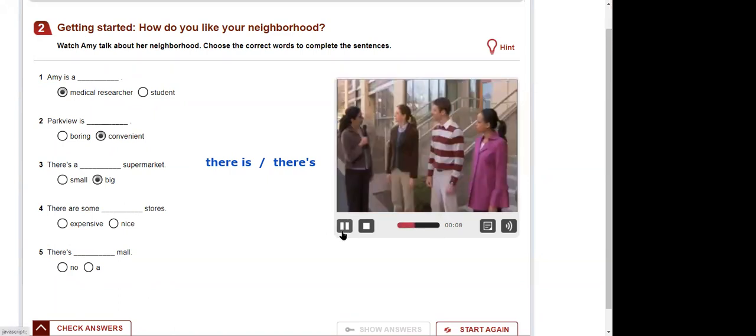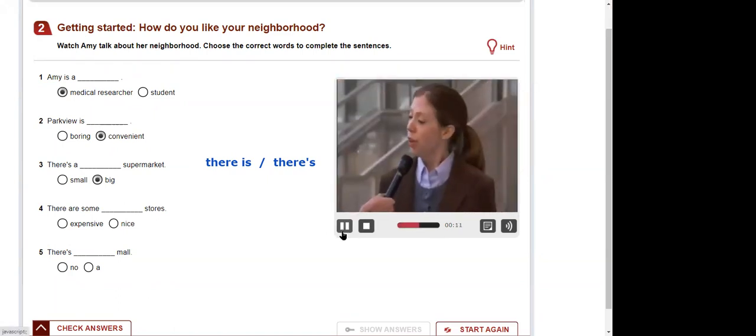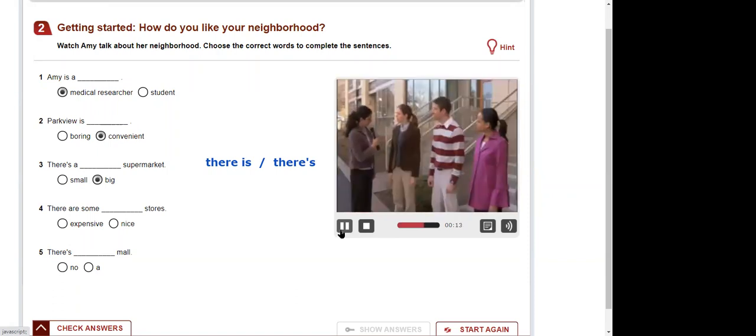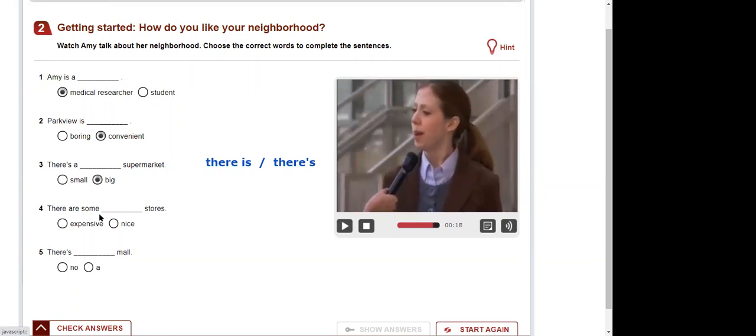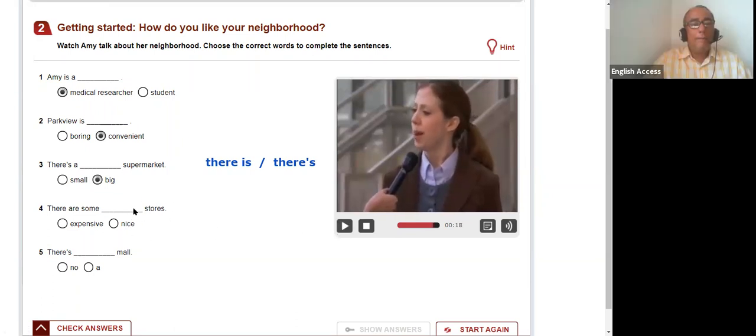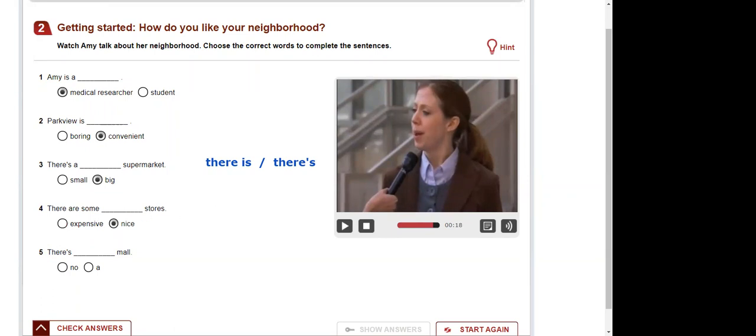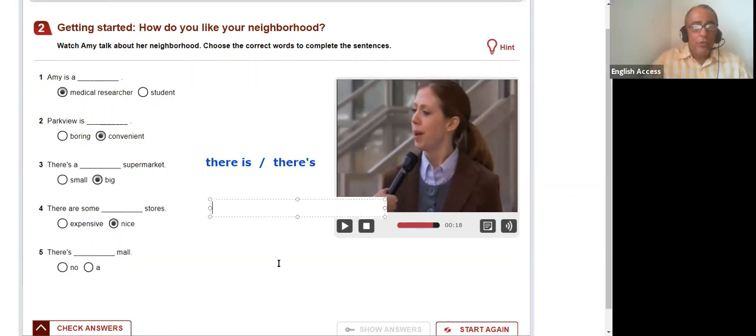Nice. Okay, how do you like your neighborhood? Well, Parkview is convenient. Yeah? There's a big supermarket and some nice stores. There are some stores. Fatima, do you say expensive or nice? Nice. "There are" is used when you are talking about two things or more. "There are" has no contraction. You never say "there're".